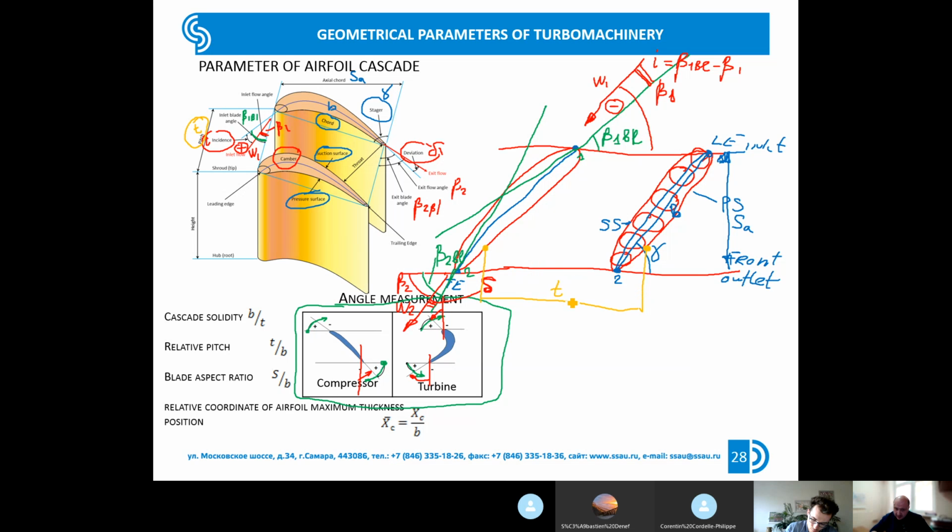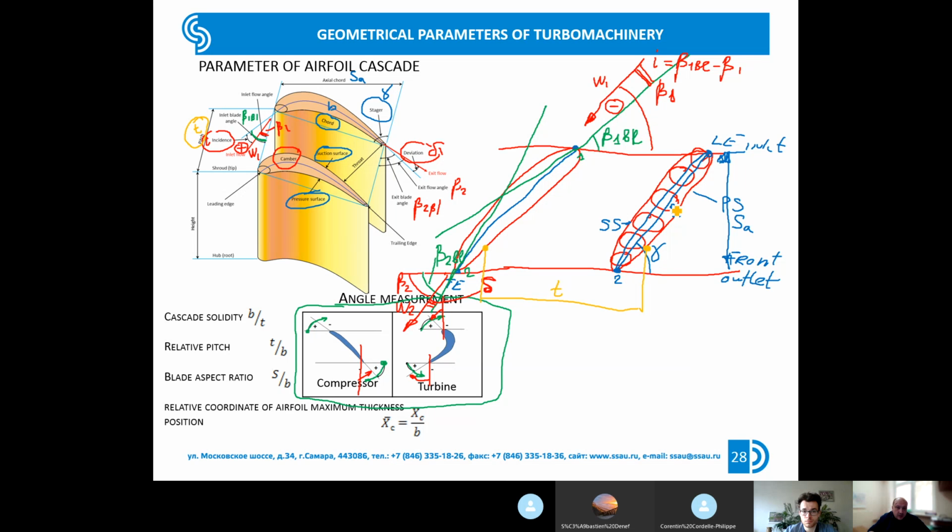And I pay attention that the pitch depends on the radius, and it will be different at different radius. For example, for the radial turbomachinery, sometimes you could use the pitch which is measured in angles. So typically we use meters or millimeters to measure the pitch. But sometimes you could use the angular pitch, which is measured in degrees for the radial turbomachinery.